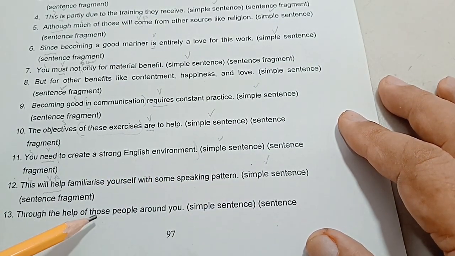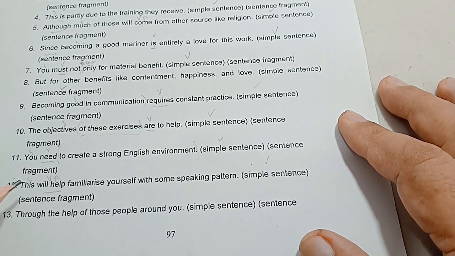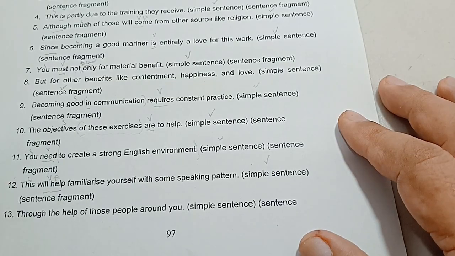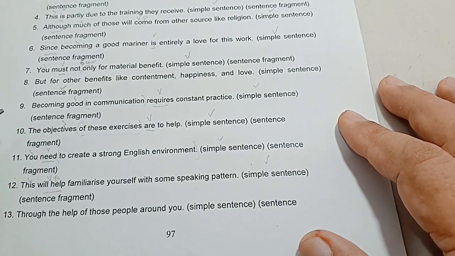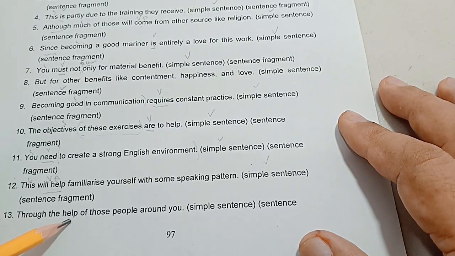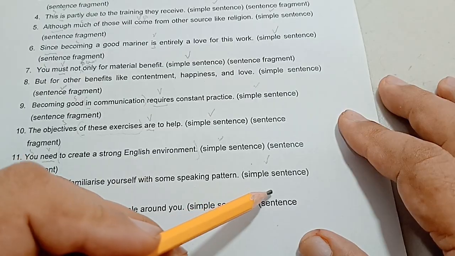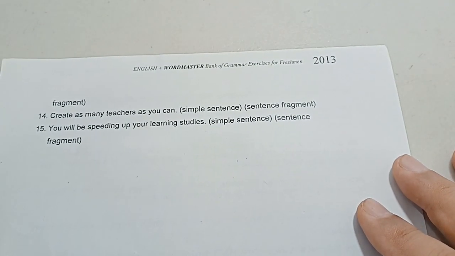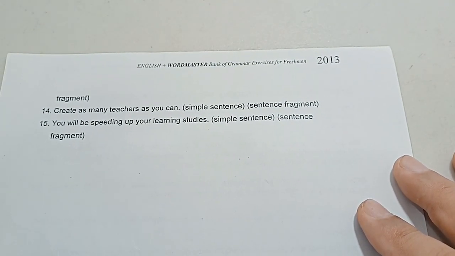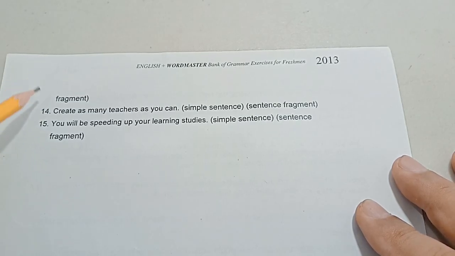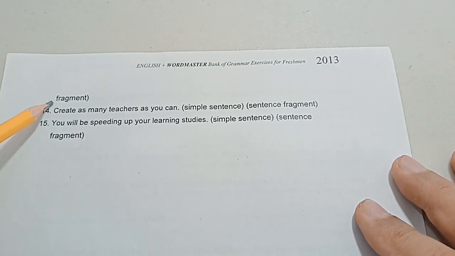Through the help of those people around you. Alright? So this is the help. So of those people around you is a sentence fragment. And create as many teachers as you can. Ito ay pautos to eh. You have the you. You create. Therefore, create is your verb.